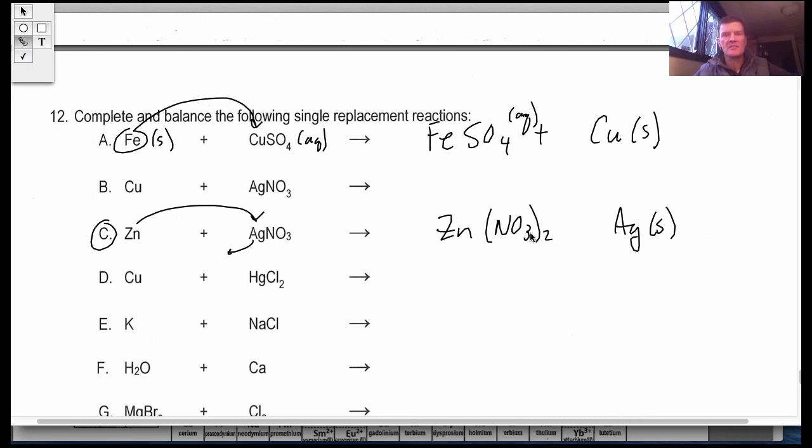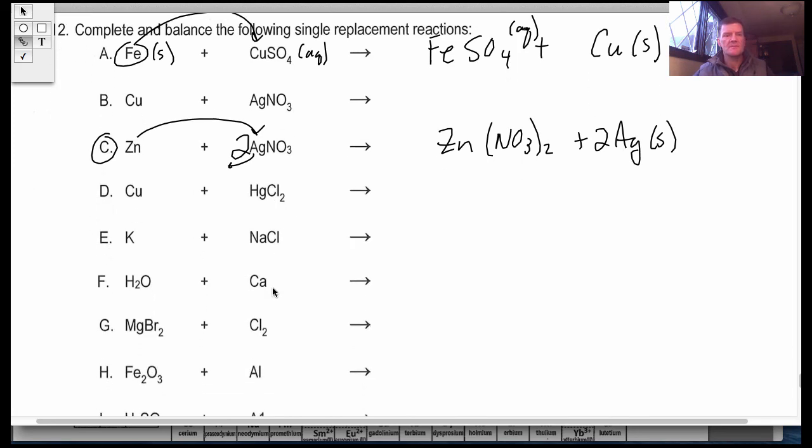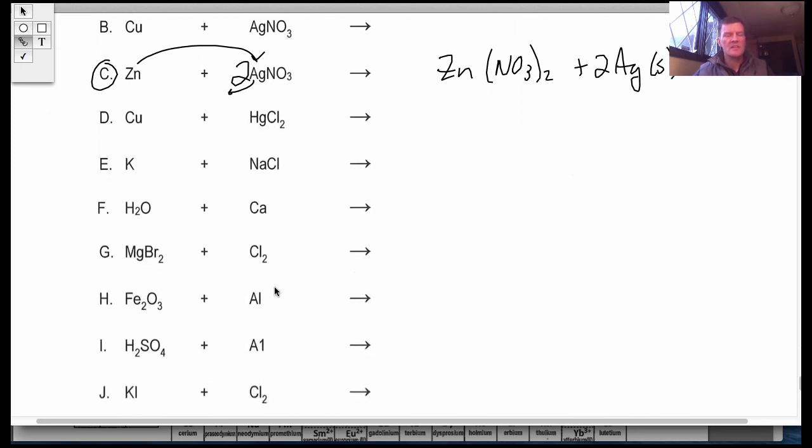And then I have to balance this. So I have 2 nitrates. I need 2 on this side, put a 2 there. That makes 2 silvers, so I have to double my silvers as well. That's the balanced equation. Single displacement, single displacement. Okay? Let's do one where there maybe is a gas produced.